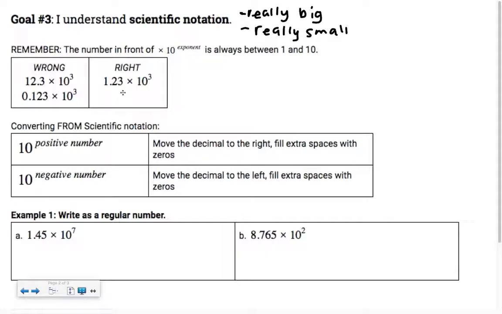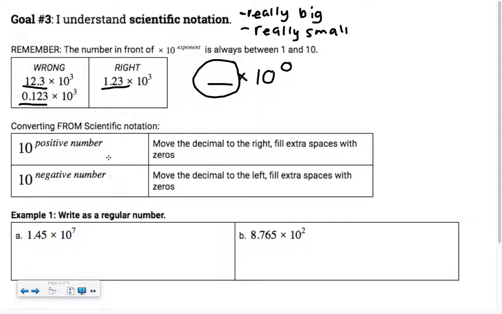So when you have scientific notation, you always have a number times 10 to the power of some exponent. The number in front of the exponent is always between 1 and 10. So it can't be 12.3 because that's bigger than 10, and it can't be 0.123 because that's less than 1. It's got to be right in the middle between 1 and 10.